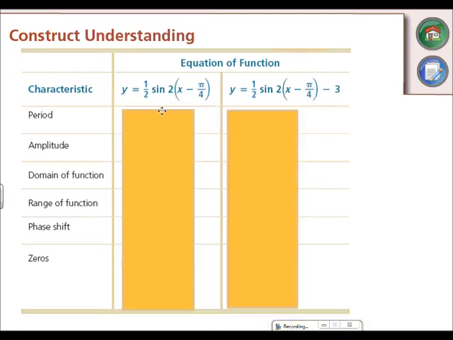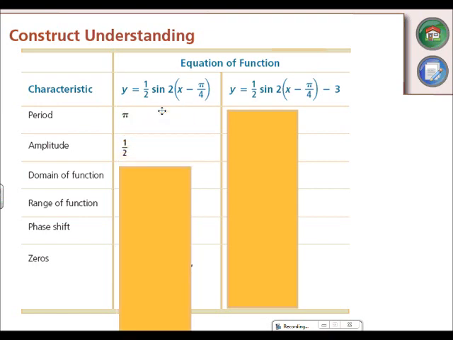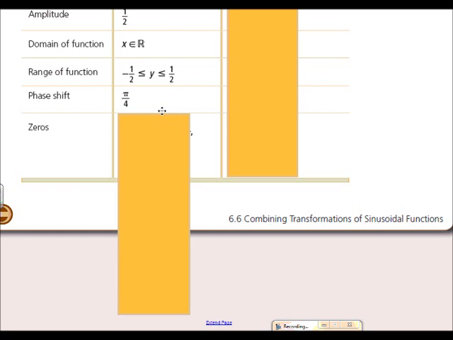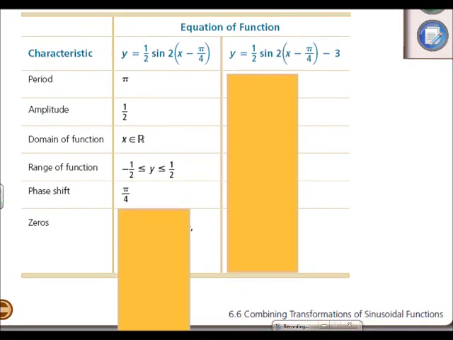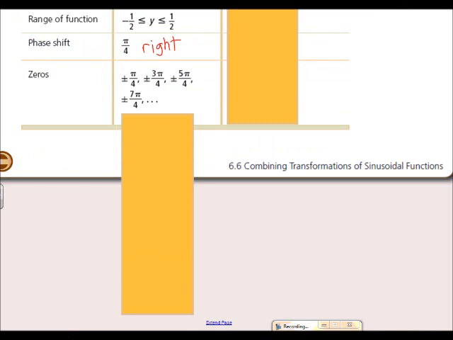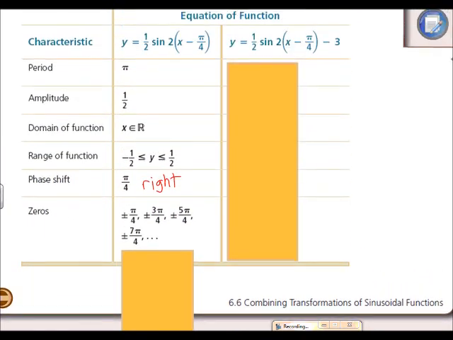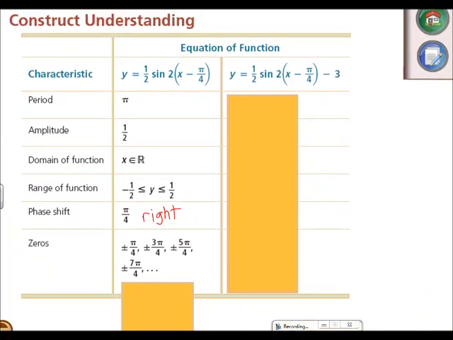After the horizontal translation, the period's still the same. Amplitude's the same as the last one there. Domain's still the same. Range still. But now we have a phase shift. We have a phase shift that is pi over 4, and it's going to the right. So we should write in there pi over 4 to the right. Give a direction. And the zeros now have all been shifted as well, pi over 4 to the right.